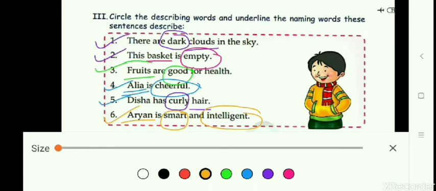Then number fourth, Alia is cheerful. Alia is the noun and cheerful is the describing word. Alia is cheerful. Then number fifth, Disha has curly hair. Now here curly is the describing word and the noun is hair. How is hair? Hair is curly. Number six, Aryan is smart and intelligent. Now, Aryan is the noun and smart and intelligent are the two describing words. How is Aryan? Aryan is smart and intelligent. So, this exercise is done.